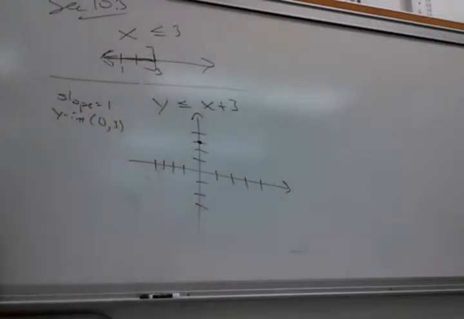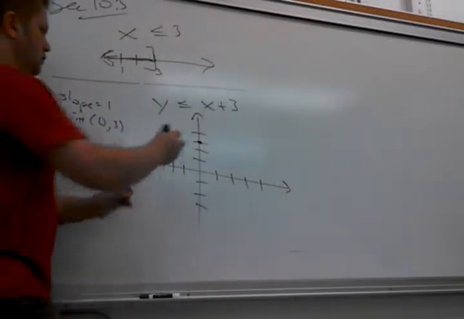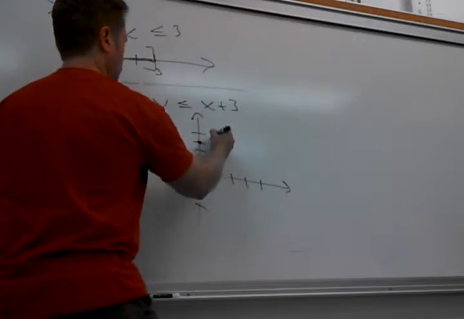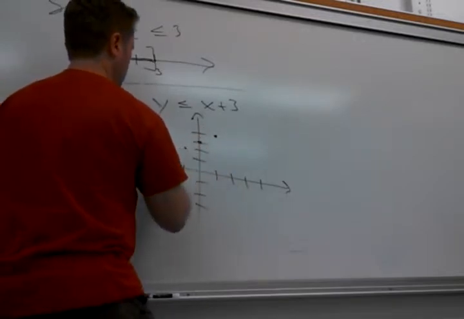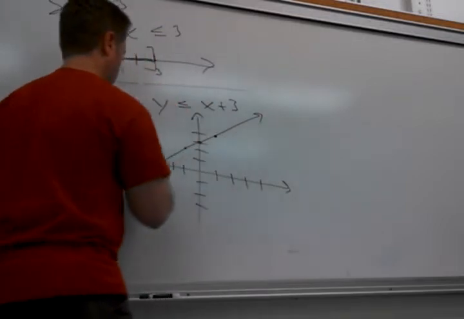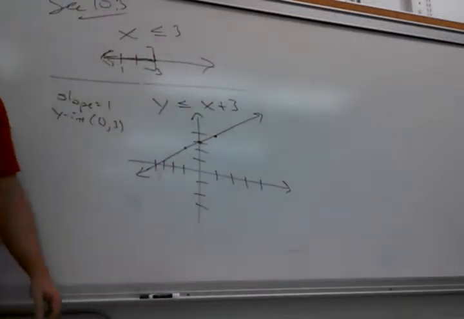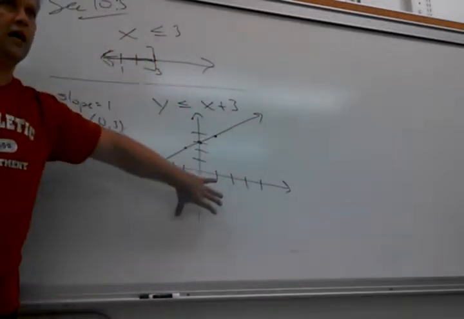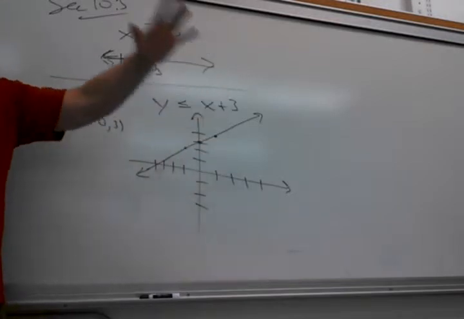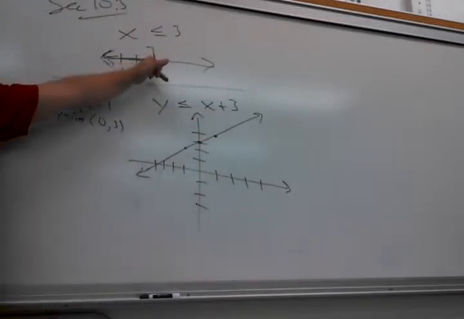And then you go 1. Sure, up 1, over 1, or you can go down 1, back 1, whatever. And here's my line. Now on one side I'm going to shade, on the other side I'm not going to shade. Same exact idea as this.